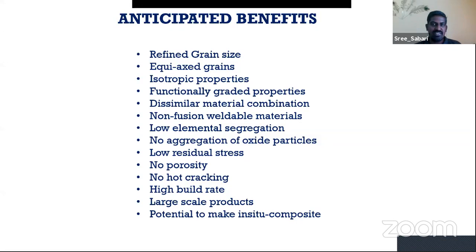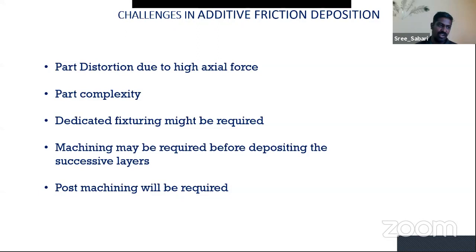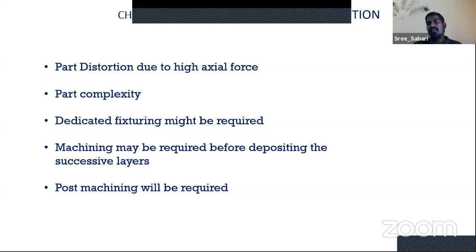Okay, so what are the challenges? Generally, if someone is talking about a process, they will only hail the process and they won't highlight the negatives. Okay, but here the negatives have to be highlighted because it has a lot of negative points, so that still it is in research and it is not in the industry. So we have to reduce the negative points so that we can take this process to the industry.